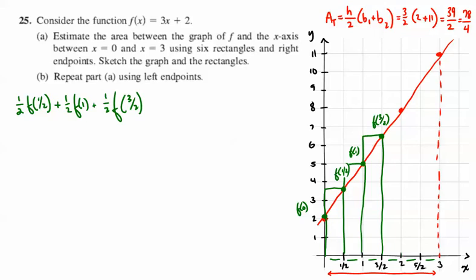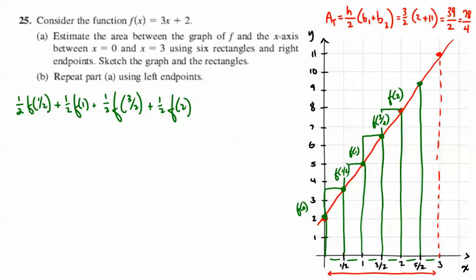Then 2. And we have 1/2 of f of 2. And then for the next one, we go up from 5/2. And so we have plus 1/2, which is the base, times f of 5/2. And finally, for the last one, we start at x equals 3.